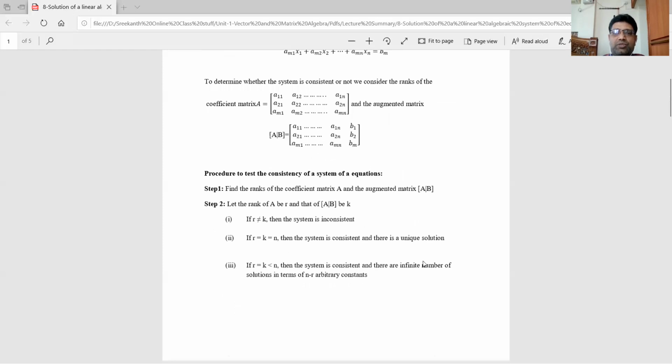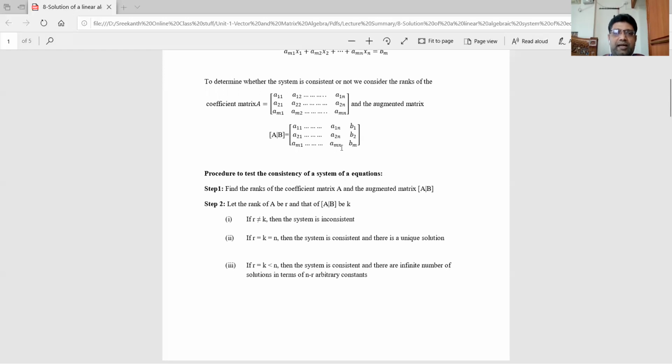Now we'll see the procedure to test the consistency of a system of equations. There are two simple steps involved. The first step is to find the ranks of the coefficient matrix as well as the augmented matrix. The first job we have to do is find the rank of the coefficient matrix and the rank of the augmented matrix. Next, step 2. We have calculated the rank of the augmented matrix and the rank of the coefficient matrix.